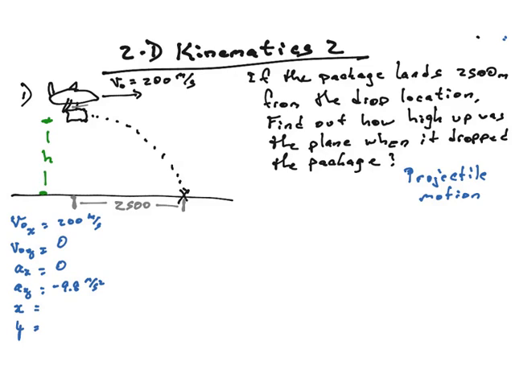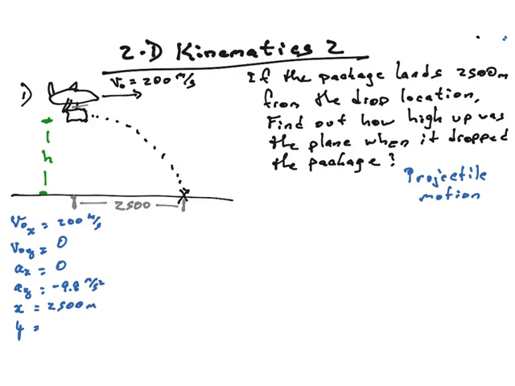The x distance, that is, how far in the x direction will our box travel? Well, I happen to know that. That's given in the problem. The problem says the package lands 2,500 meters from the drop location. That's horizontal distance here. So it's going to travel 2,500 meters.